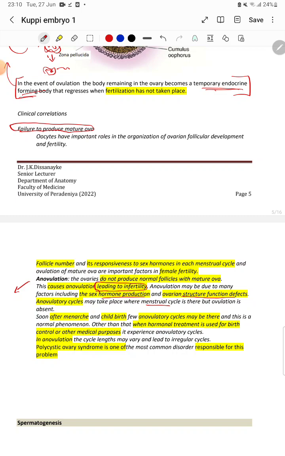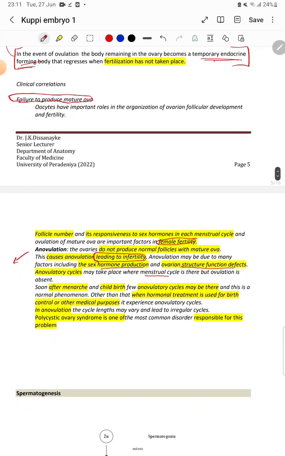So basically, what determines female fertility is the follicle number and also the responsiveness to sex hormones in each menstrual cycle. That's pretty much what I was trying to mention there. But naturally, you can also have anovulatory cycles. It doesn't have to mean that it's abnormal all the time. You can have them after menarche, a few cycles after menarche, and also after childbirth, you can typically have anovulatory cycles, and this is completely normal.